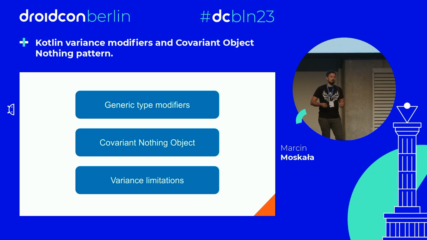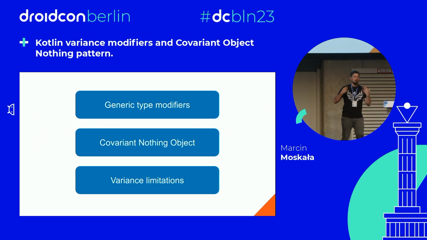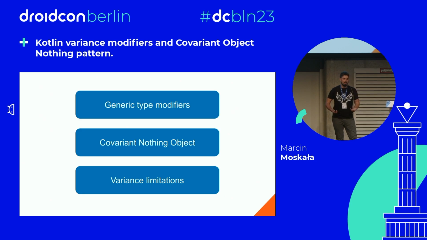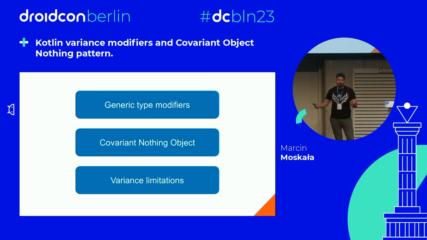And I hope that after this presentation, you will pretty well understand variance modifiers, so the essence of generics, maybe not the essence, but the hard part of generics. And you will also understand the covariant nothing object that is used quite widely, not only in our projects, but also in the standard library and many libraries that you use, like Arrow.